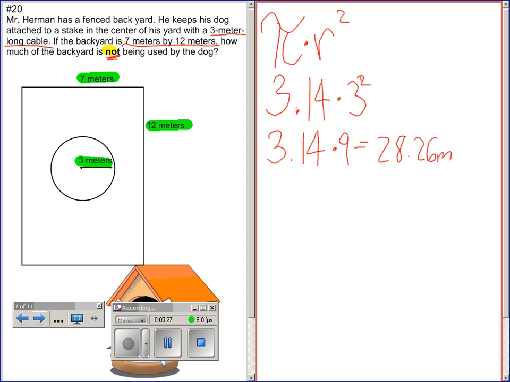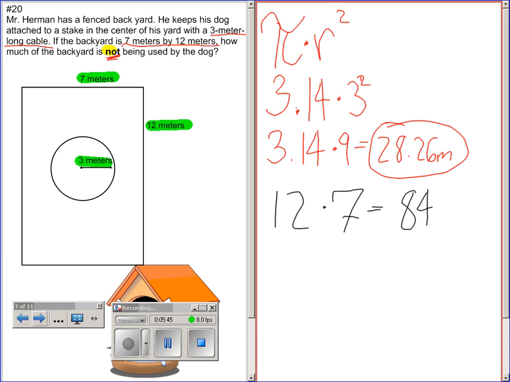Next, we will find the area of the yard, which is 12 times 7. 12 times 7 is 84 meters.